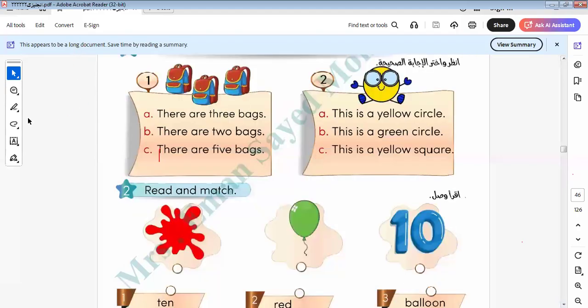Here, in this part, we say there are 3 bags. Is it 3 bags, 2 bags, 5 bags? I can count it and select the correct one. 1, 2, 3. So the answer will be the first one. There are 3 bags. What is this? It's yellow. The yellow circle. Is it green? No, it's not green.